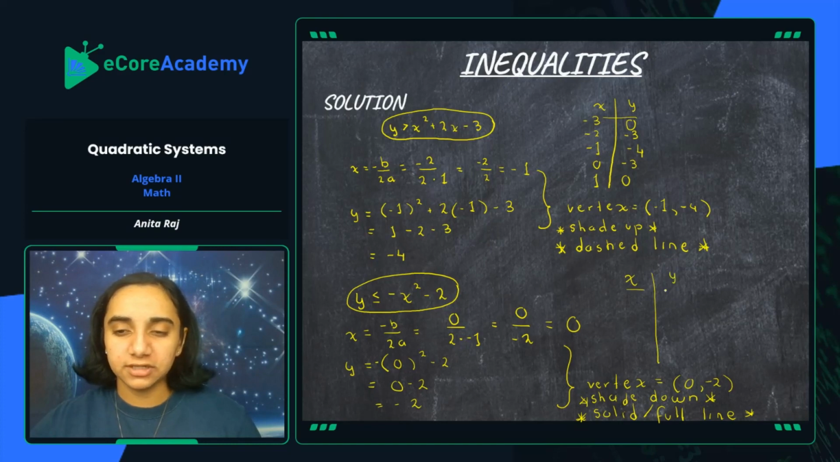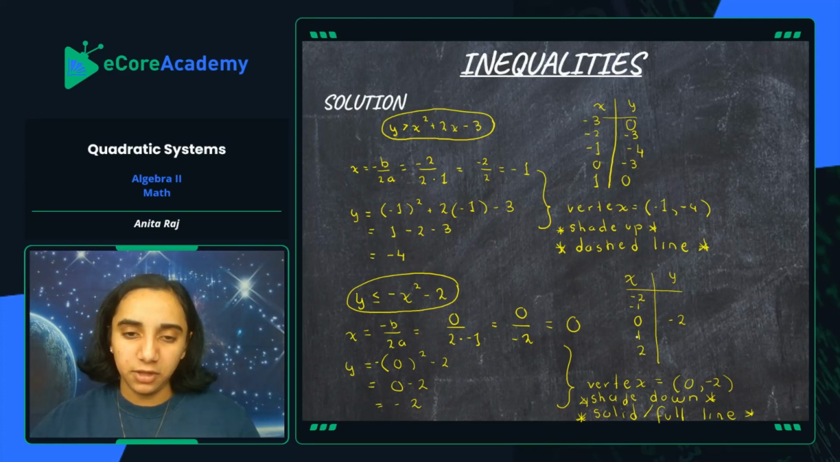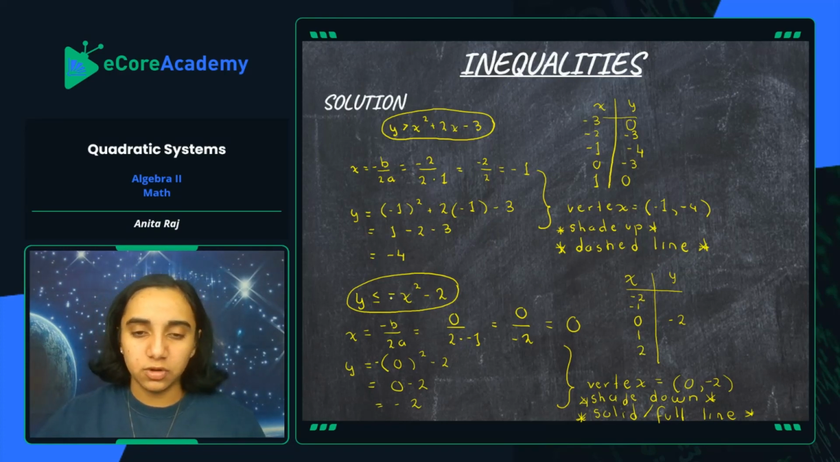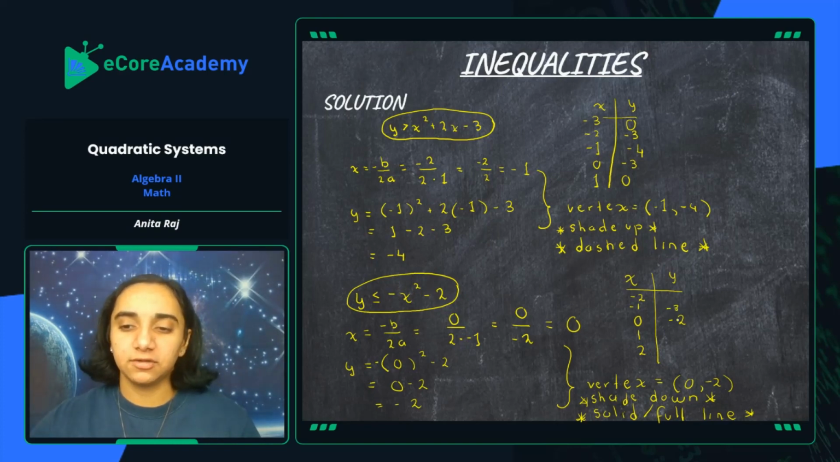Remember, your vertex goes in the middle, so our vertex in this case is 0, negative 2. Two points less than 0 are negative 1 and negative 2. Two points greater are going to be 1 and 2. If we plug 1 in, 1 squared is equal to 1, and the negative makes it negative 1. Negative 1 minus 2 is equal to negative 3. So we're going to get negative 3 for negative 1 and 1 corresponding with those two.